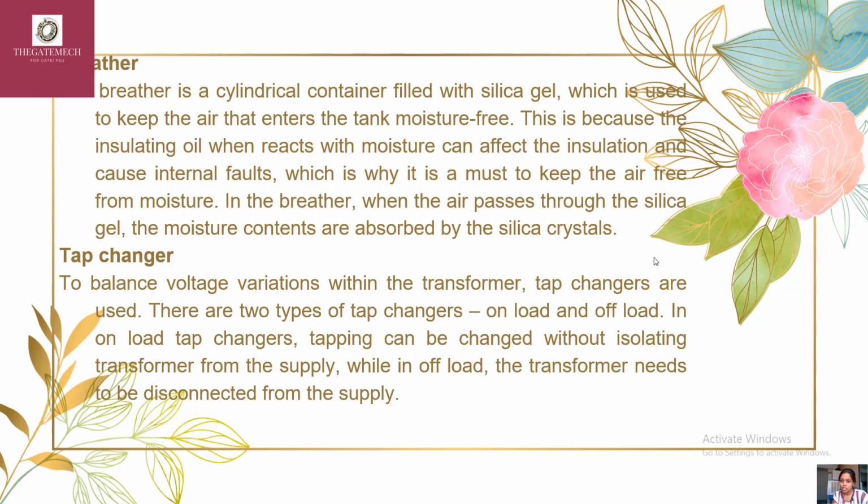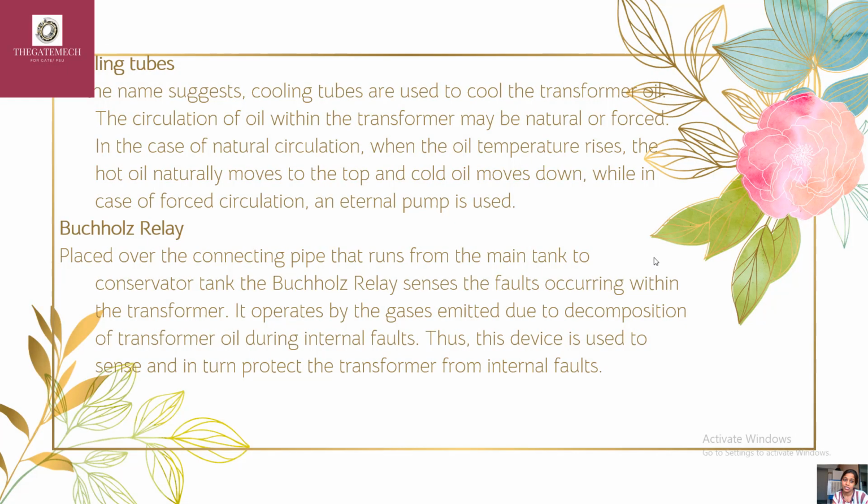Next is the tap changer. The tap changer is used to balance voltage variation within the transformer. There are two types of tap changers, on load and off load. In an on load tap changer, tapping can be changed without isolating the transformer from supply, and in off load, the transformer needs to be disconnected from the supply or electric current.